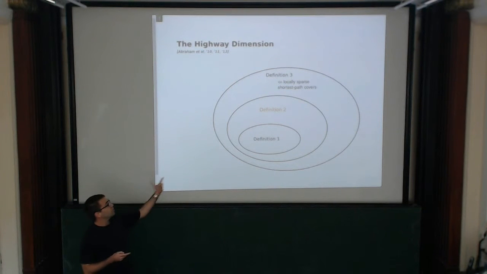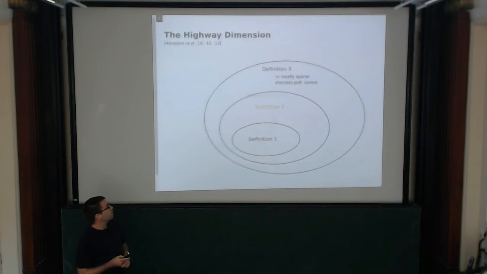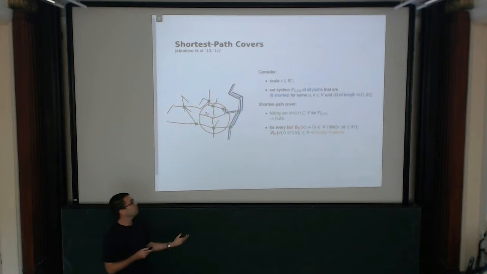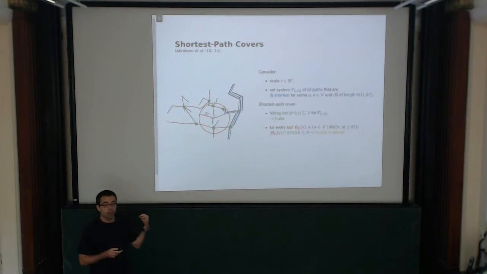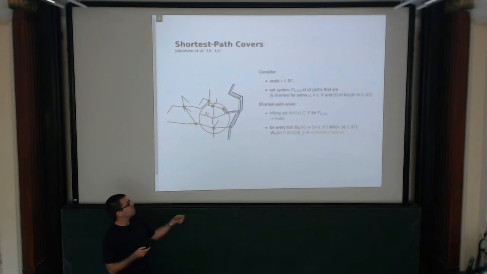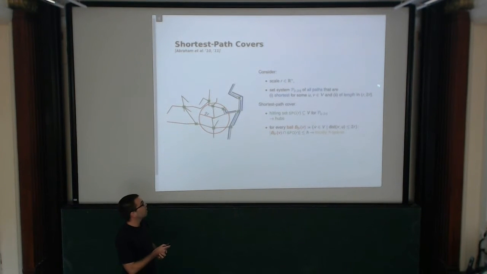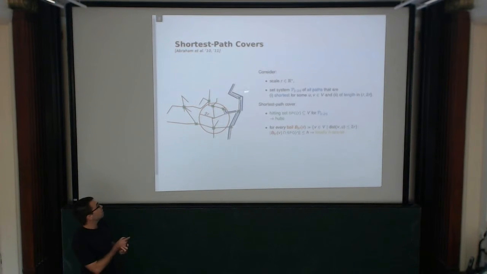The third definition, the most general one, turns out to be equivalent to saying that there are so-called locally sparse shortest path covers. What does that mean? Fix a scale r. Now consider the following set system that contains all the paths that have 2 properties. First of all, it's the shortest path for some vertex pair. And the length of this shortest path is in the interval r to 2r. Here I put just some examples. Maybe these blue ones are in this set, but of course there are many more of them.